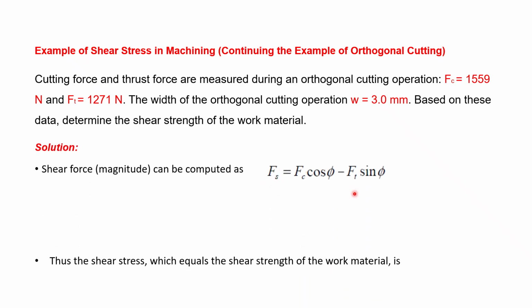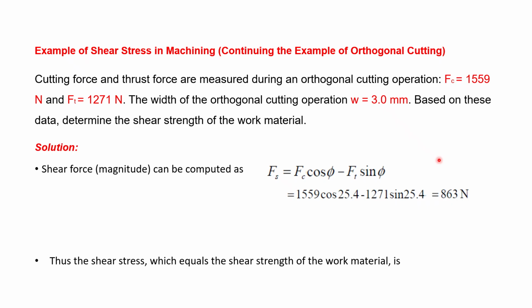The shear force is equal to the cutting force multiplied by the cosine of phi minus the thrust force multiplied by the sine of phi. By applying the parameters, I get the value for the shear force equal to 863 Newton. You can find this equation for the shear force and the other forces on the slide of the tutorial.